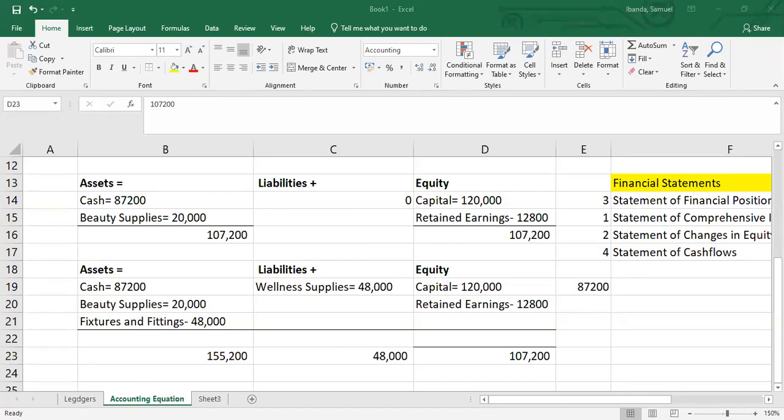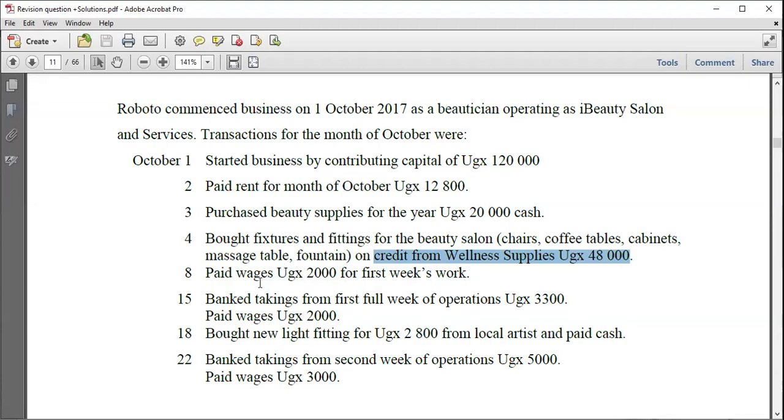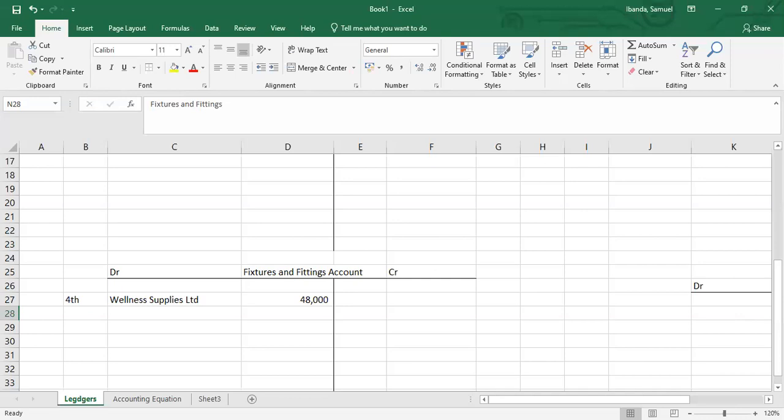Now, we proceed to our next question. Our next question is saying, paid wages of 2,000 for the first week's work. Wages are expenses, and when expenses are increasing, we debit them. Since we don't have an expense account, we shall go ahead and create one.